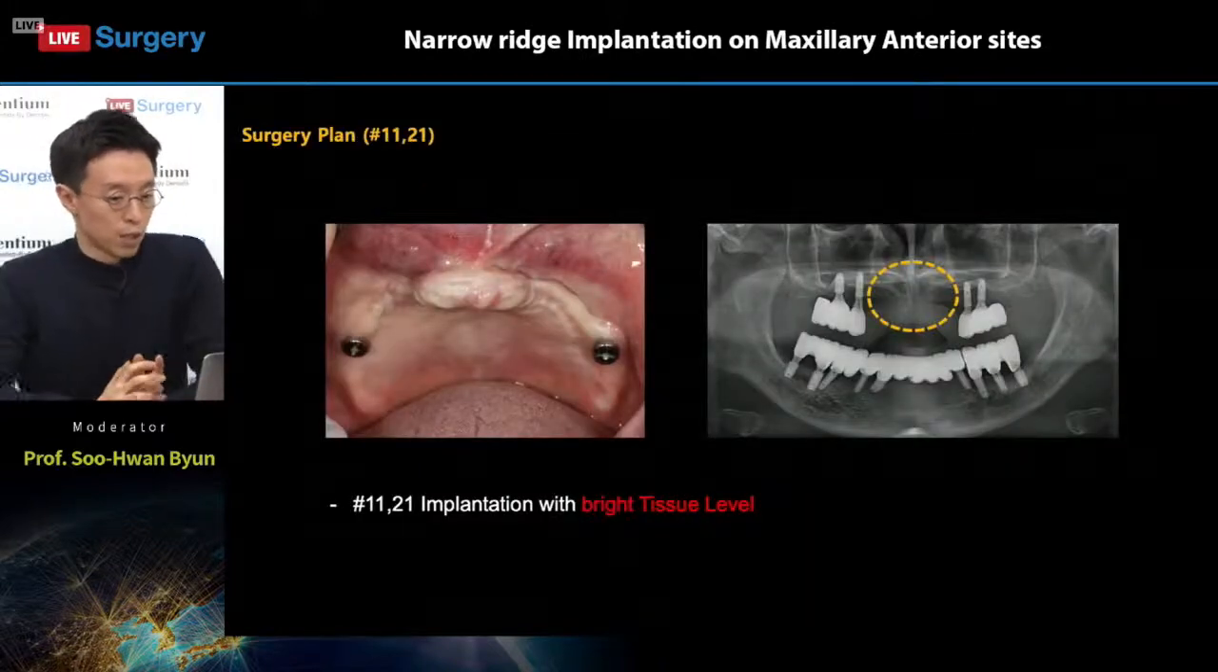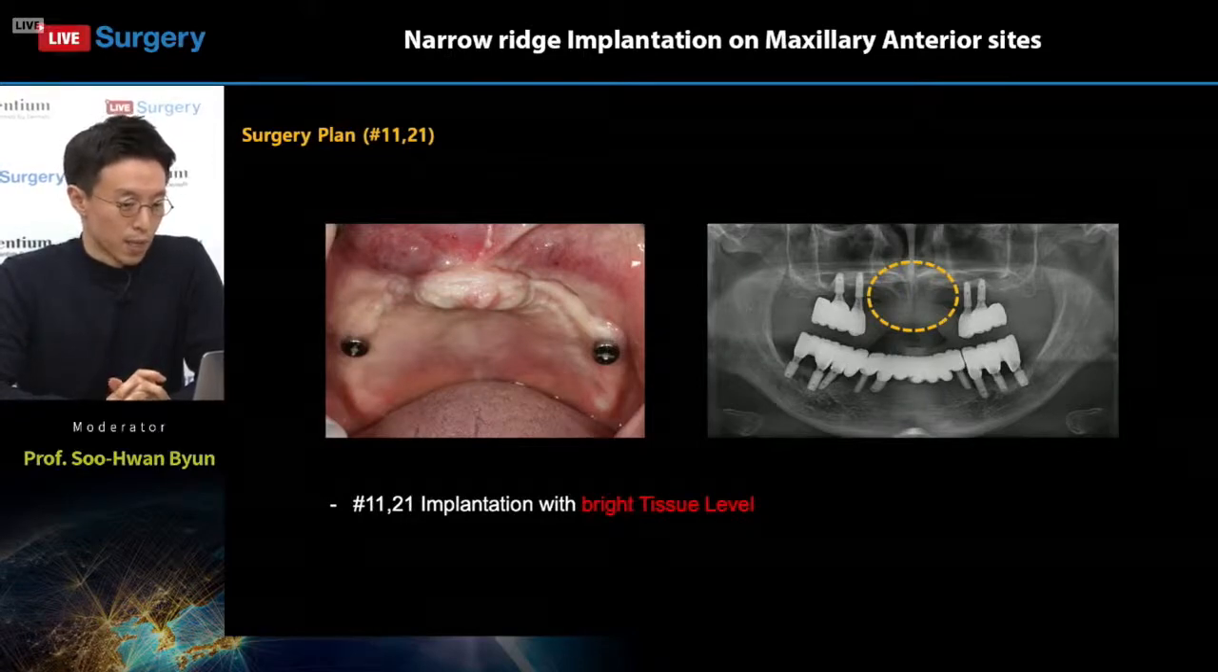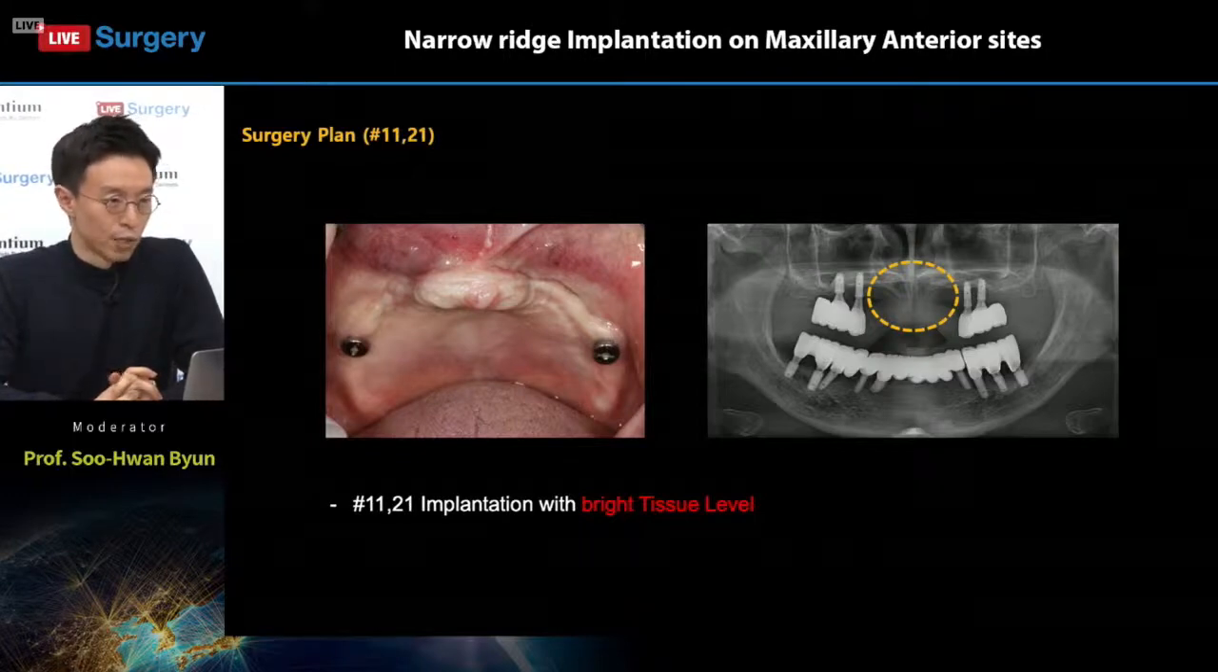We are planning to place 2 implants at both upper incisor areas. We will use Bright tissue level implants. Dr. Chung will choose the Bright tissue implant, and if necessary, he will use bone grafting and bone regeneration products of Dentium.